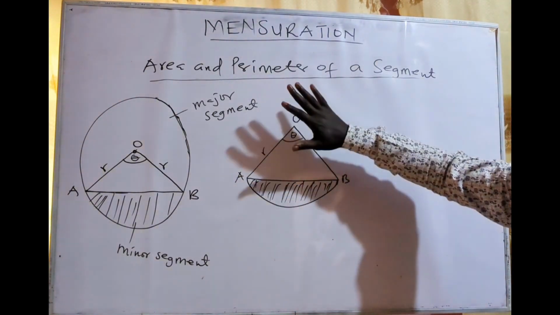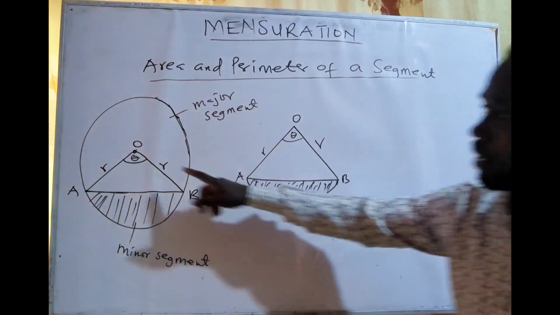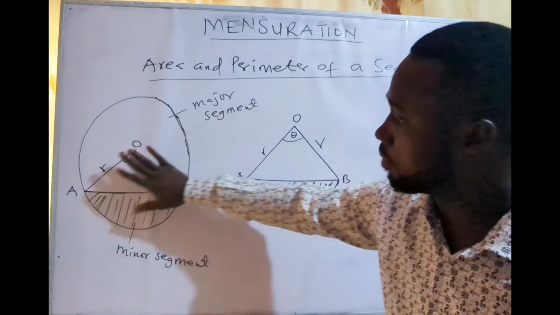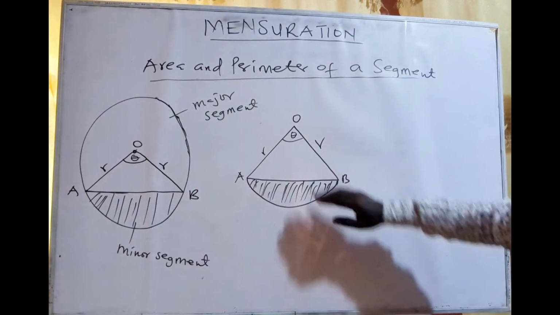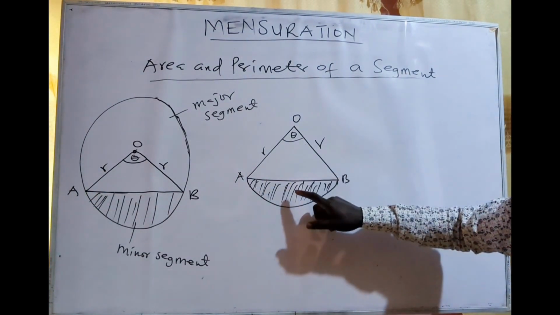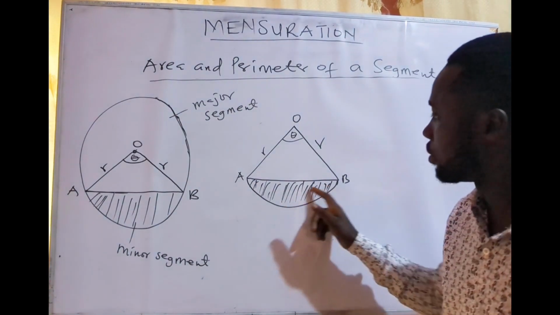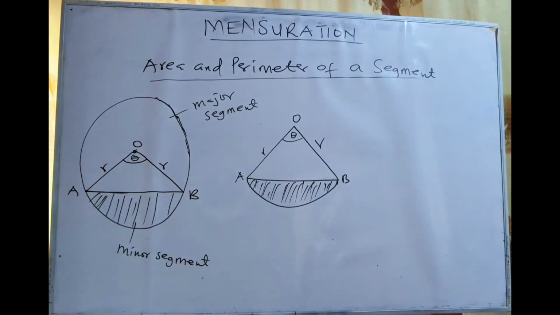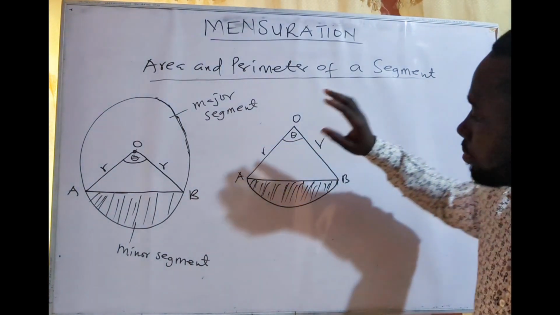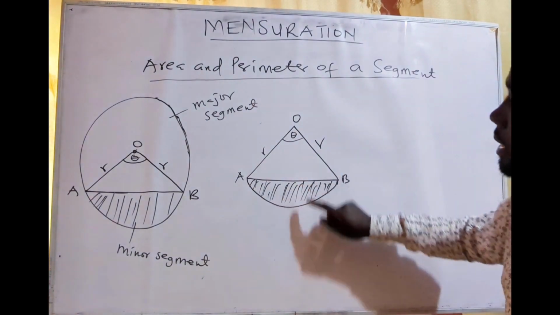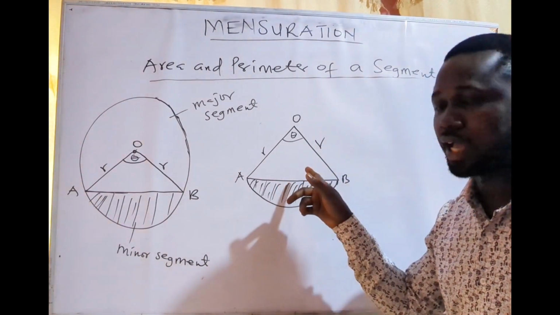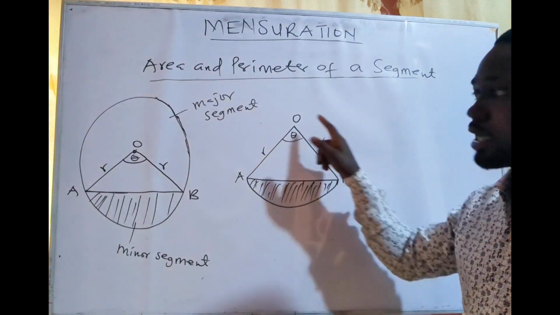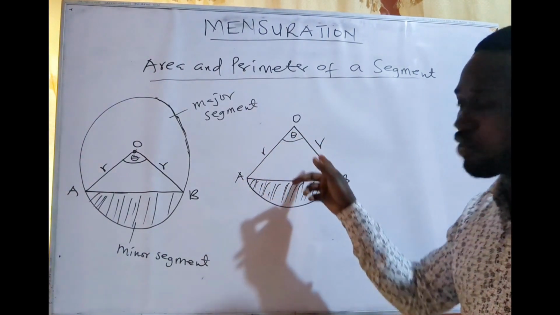So this is a sector, and we can see the sector from here. I've removed the sector portion here. So this is a triangle, and this is a triangle here, and then this is what? Our minor segment. So you realize that the minor segment is part of the sector. This minor segment is part of the sector.